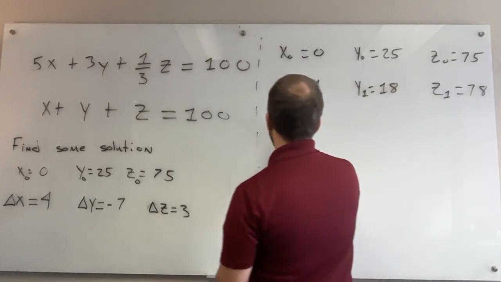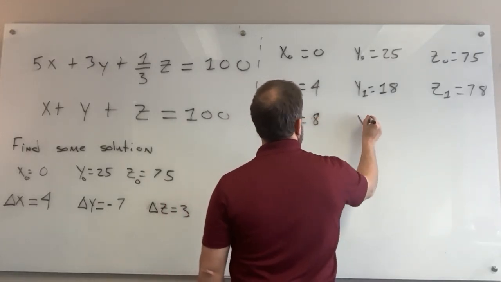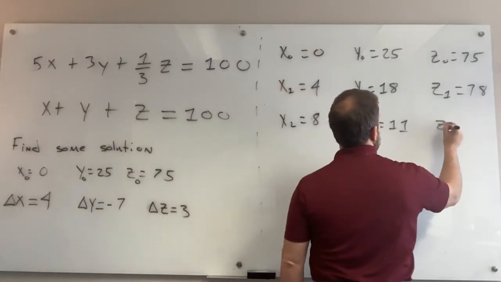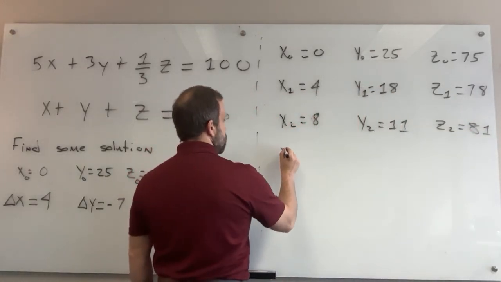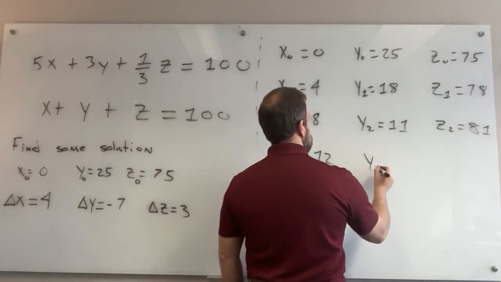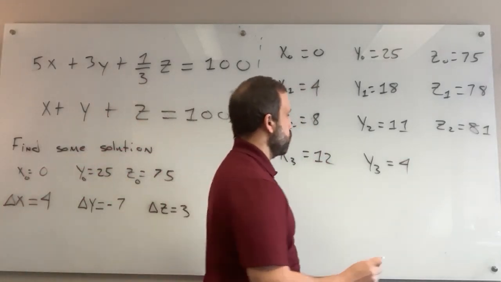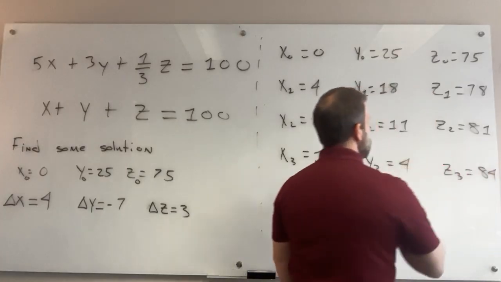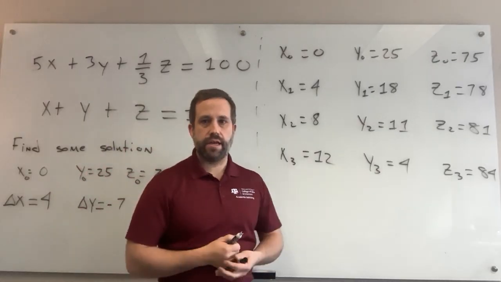Okay? x2 is 8. y2 is 11. z2 is equal to 81. And then finally, x3 is equal to 12. y3 is equal to 4. 11 minus 7 is 4. And z3 is equal to 84. Now we can't do this again because then we're going to end up with negative values of y3.